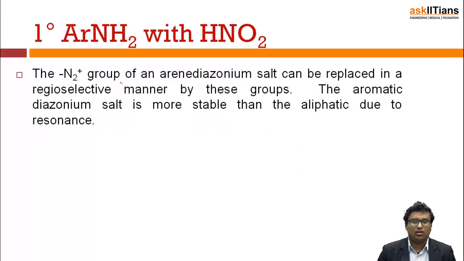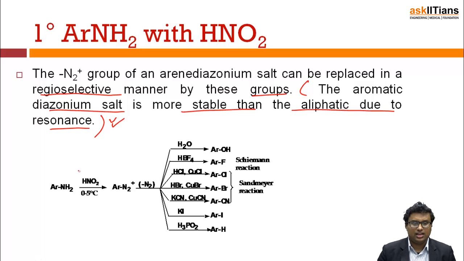The N2 group of a diazonium salt can be replaced in a regioselective manner by these groups. That means the aromatic diazonium salt is more stable than the aliphatic one due to resonance. This is another important point. The aromatic diazonium salt is more stable than aliphatic diazonium salts. It's because of resonance. So you can see here aromatic.